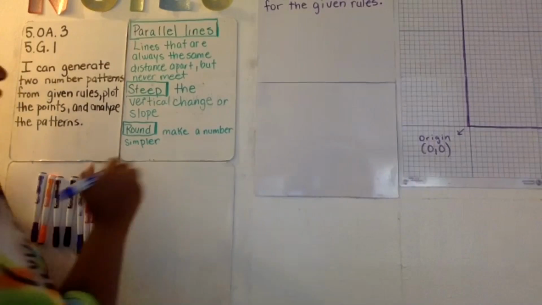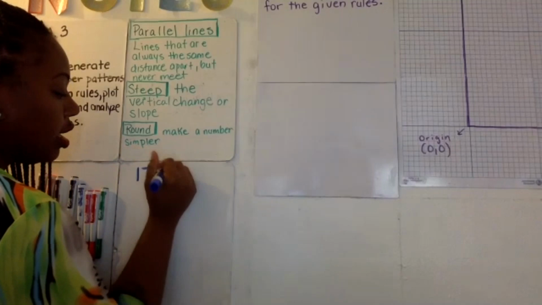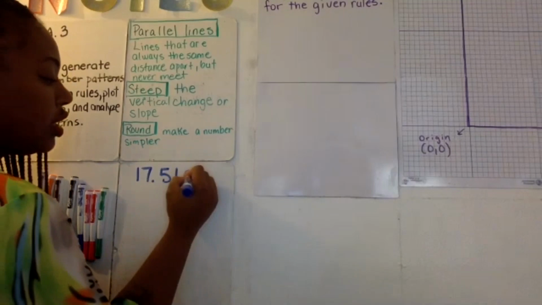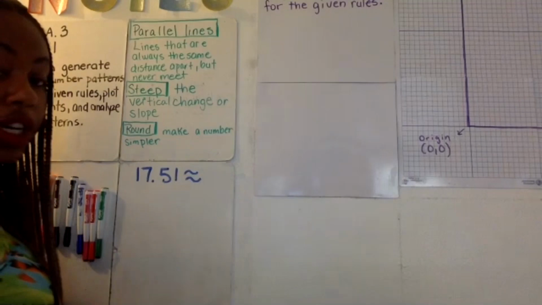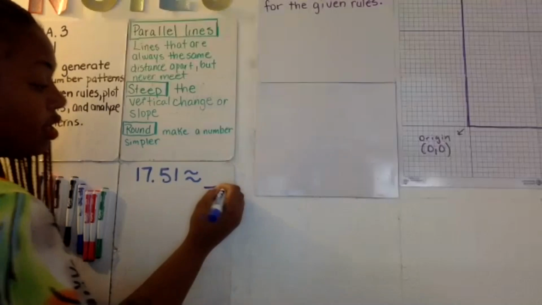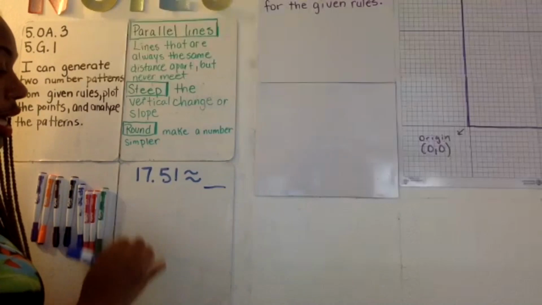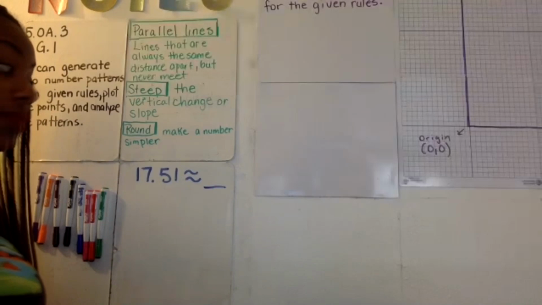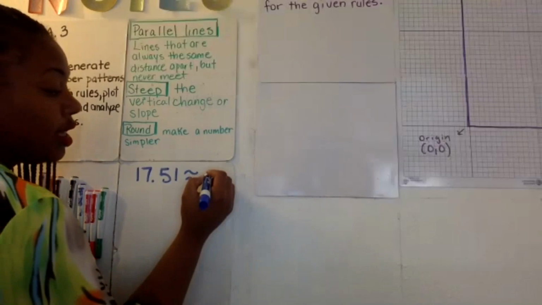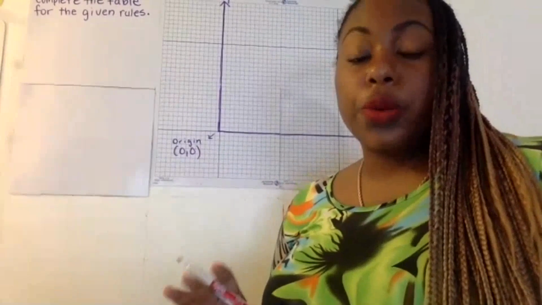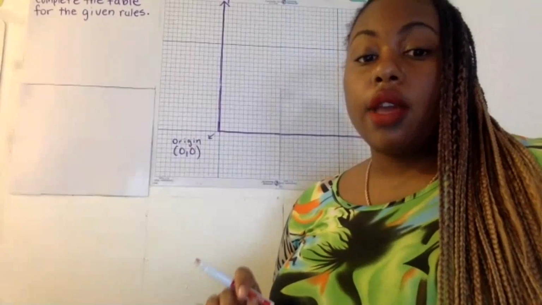All right? If I round 17 and 51/100 to the nearest whole number, what do you think I should place as my answer? What is 17 and 51/100 rounded to the nearest whole number? I'm sure you guessed it. It is 18.